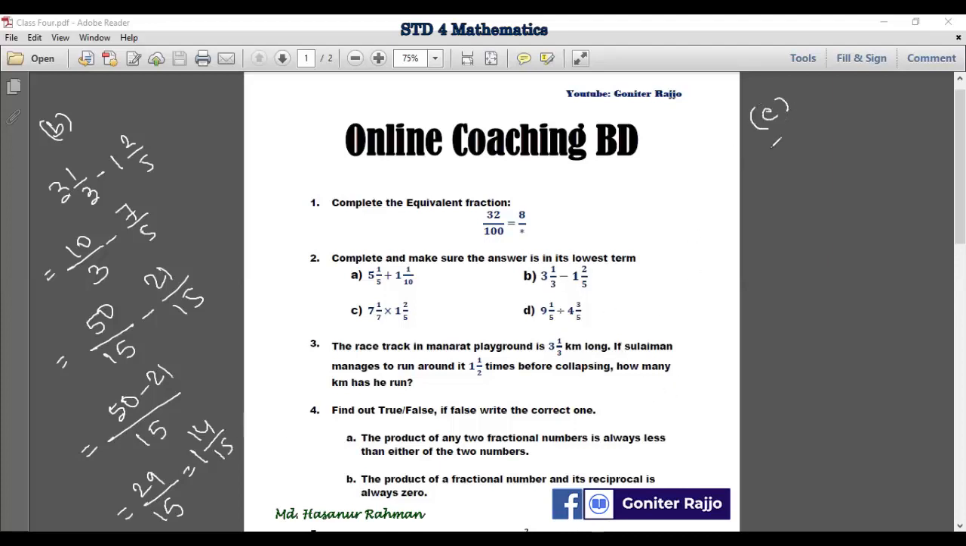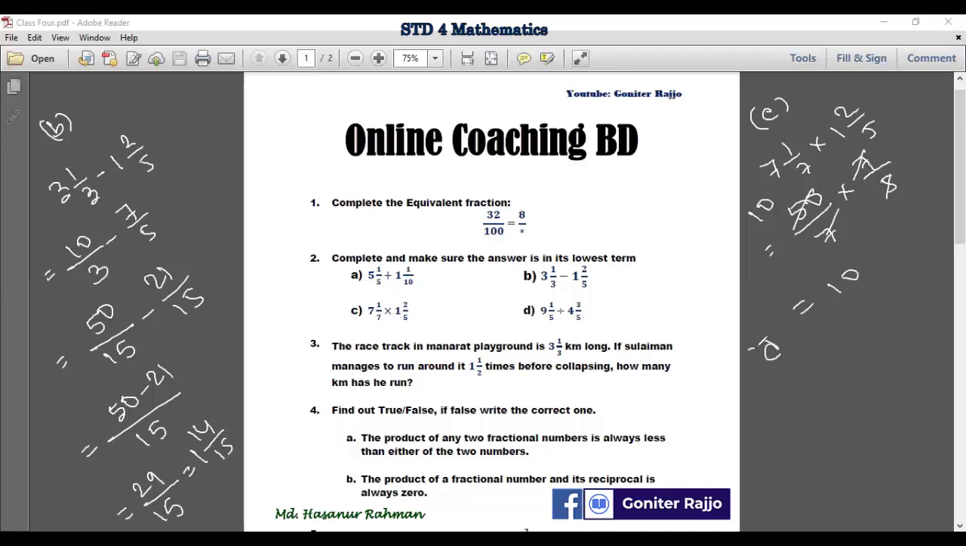Now number C. Number C says 7 whole 1 by 7 multiplied by 1 whole 2 by 5. So actually 7 whole 1 by 7, if we want to convert this mixed into improper, then we can get 7 sevens is 49 plus 1, that is 50, multiplied by 5 ones is 5 plus 2, that is 7. Now we can cancel this 7 and 7, and we can cancel this 50 and 5 by dividing these numbers by 5. Then we get 10 here. 5 tens is 50. So answer should be 10.